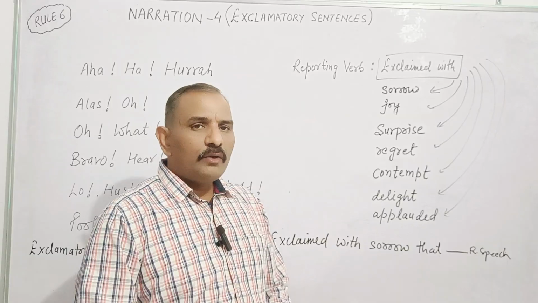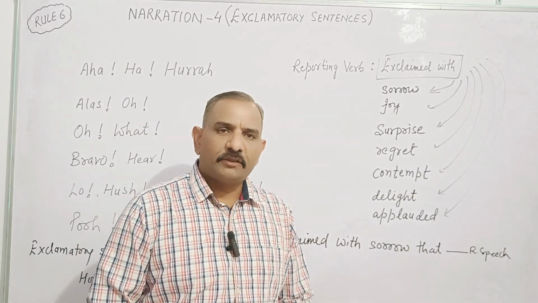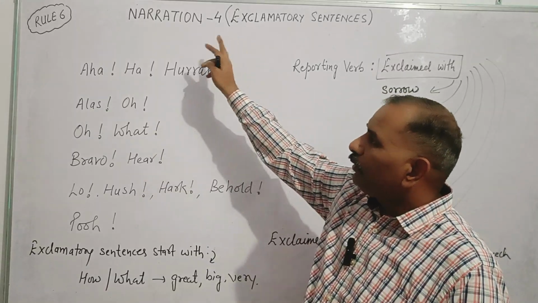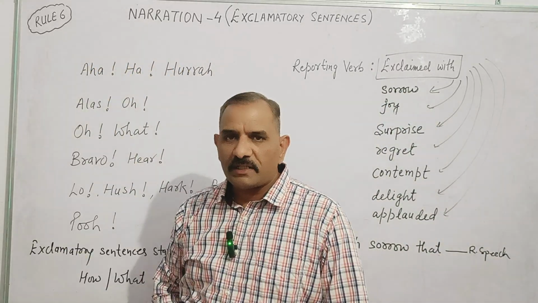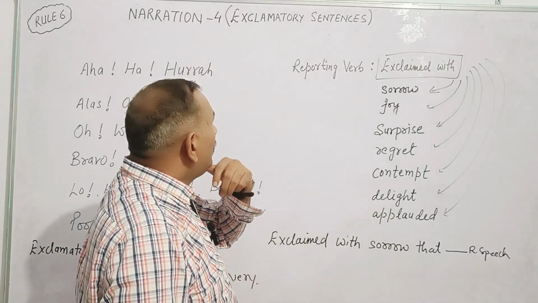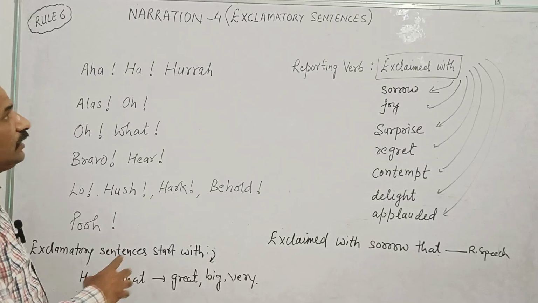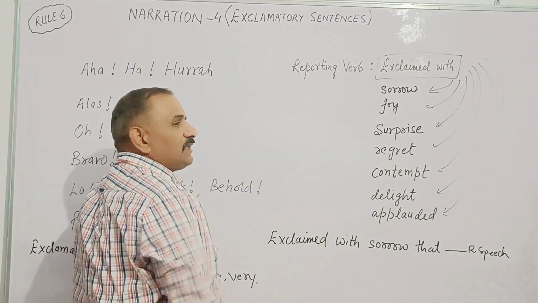So today we are going to do the last part of narration. It is the fourth part and we are going to do rule number 6. Today we are going to learn narration of exclamatory sentences.